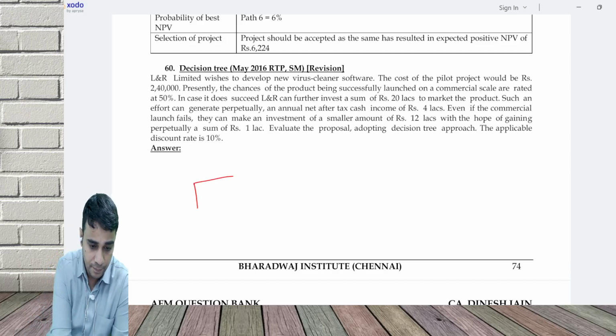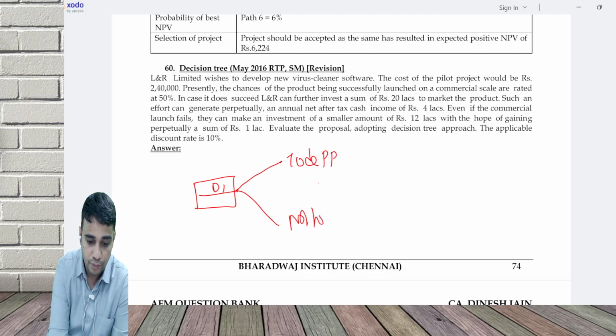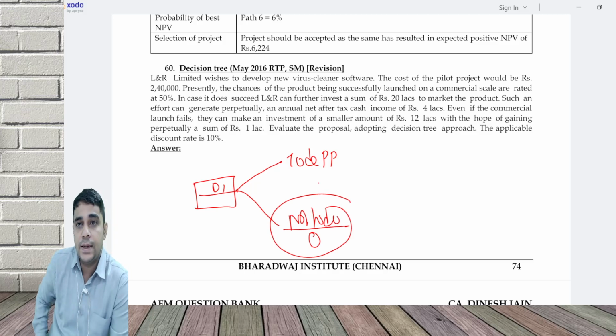D1: to do the pilot project, or not to do. Not to do, you'll get 0. If you do the pilot project, what can happen? Success or failure, which is not in your hand. If it was in your hand, then you would again put a decision, that is, again you will put a rectangle.